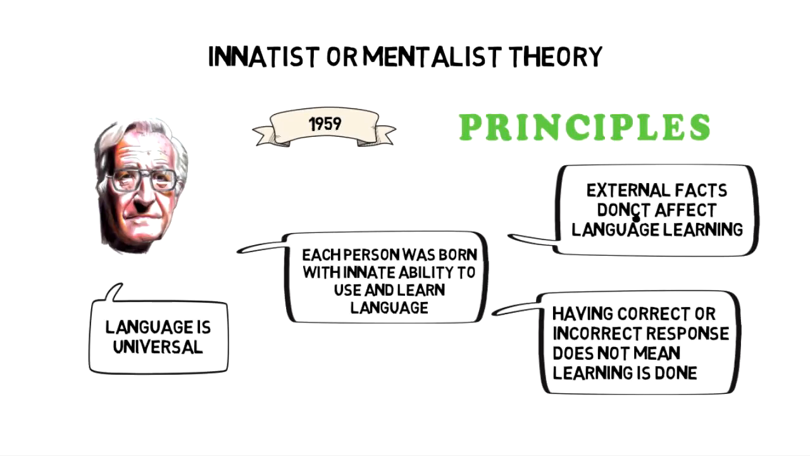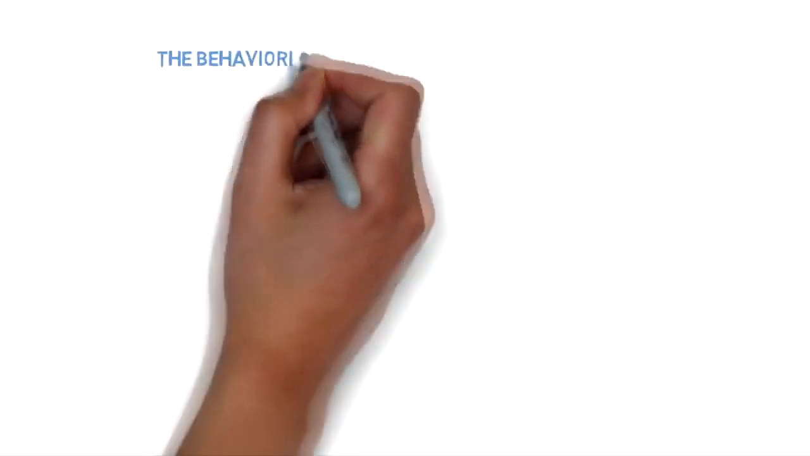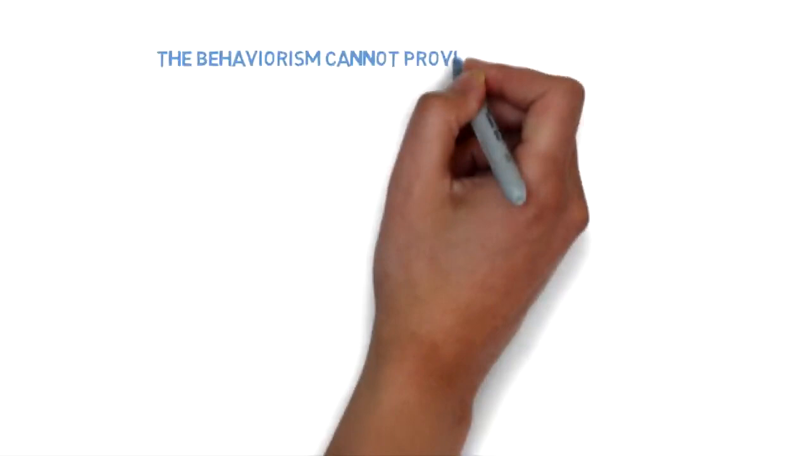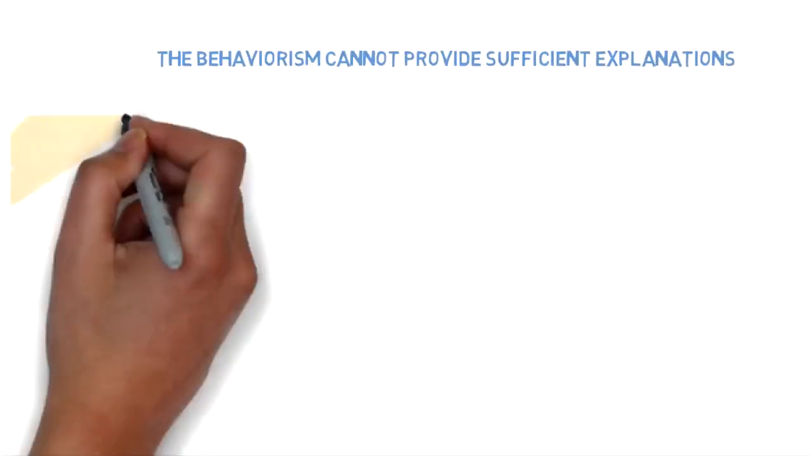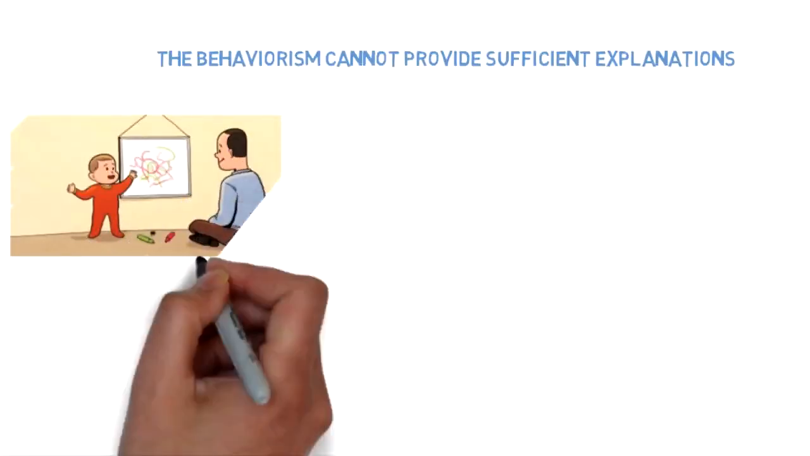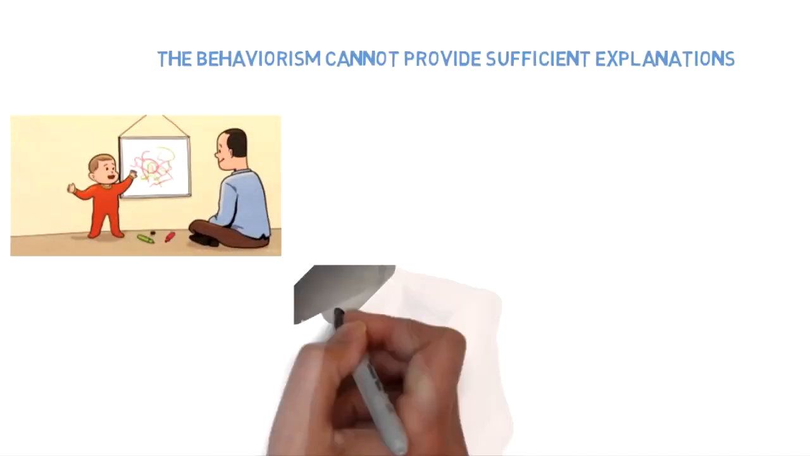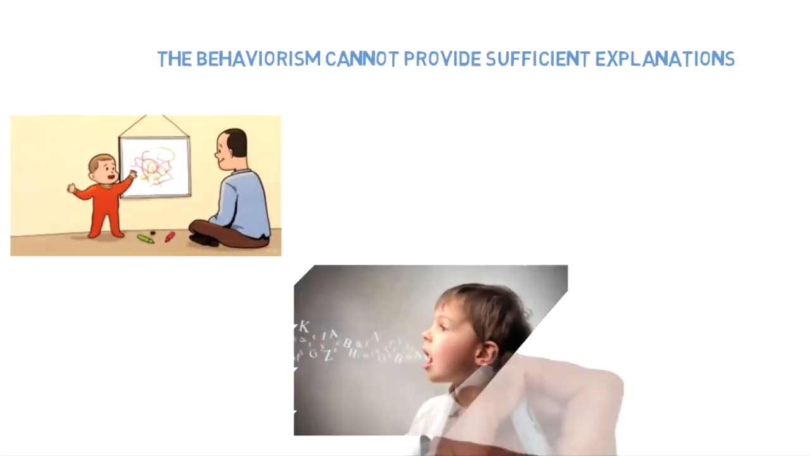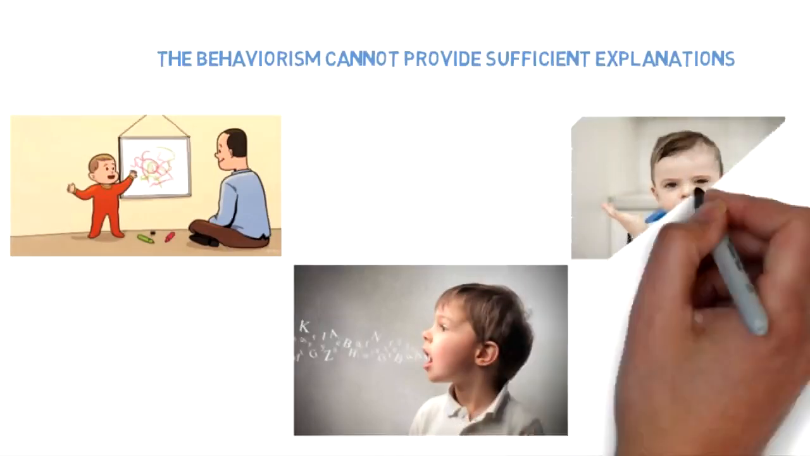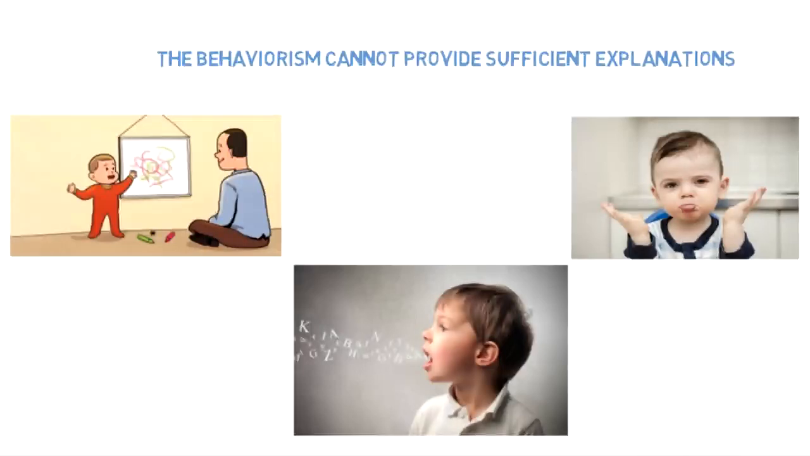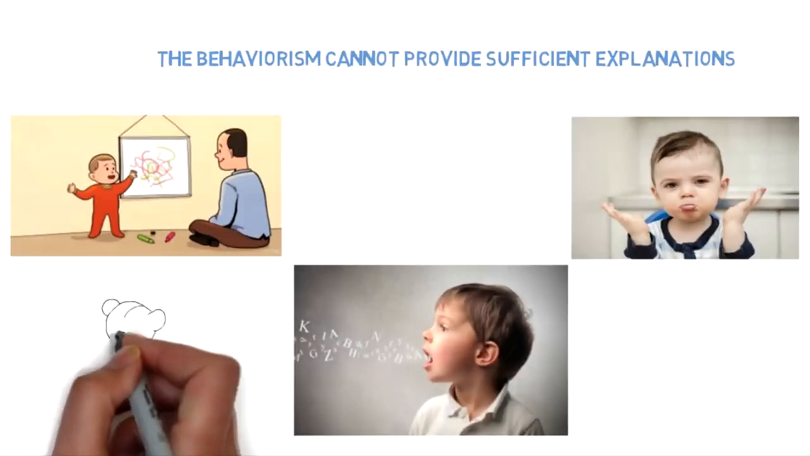This theory was introduced as a result of the weakness in the behaviorist theory. And Noam Chomsky argues that behaviorists cannot provide sufficient explanation for children's language acquisition for the following reasons. 1. Children come to know more about the structure of their language than they could be expected to learn on the basis of the samples of language they hear.